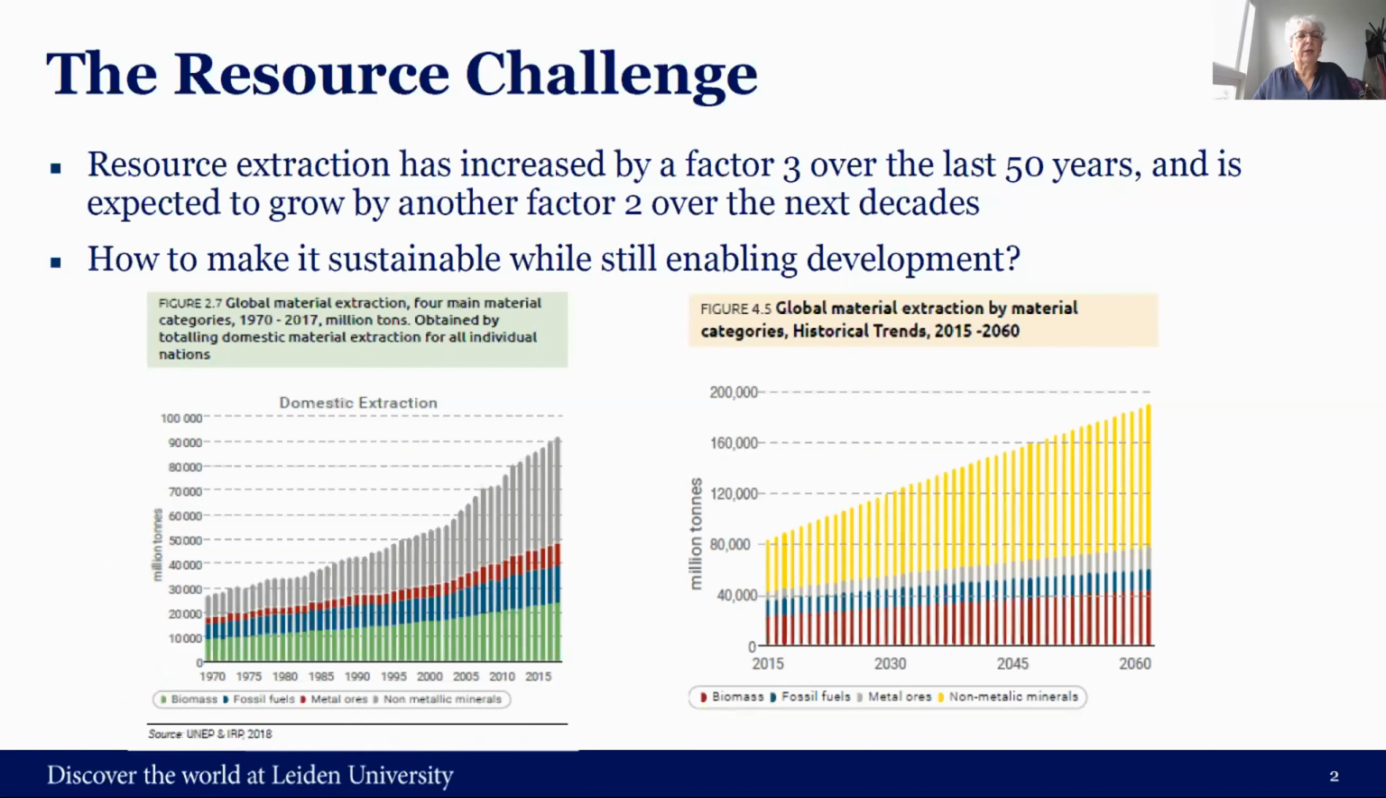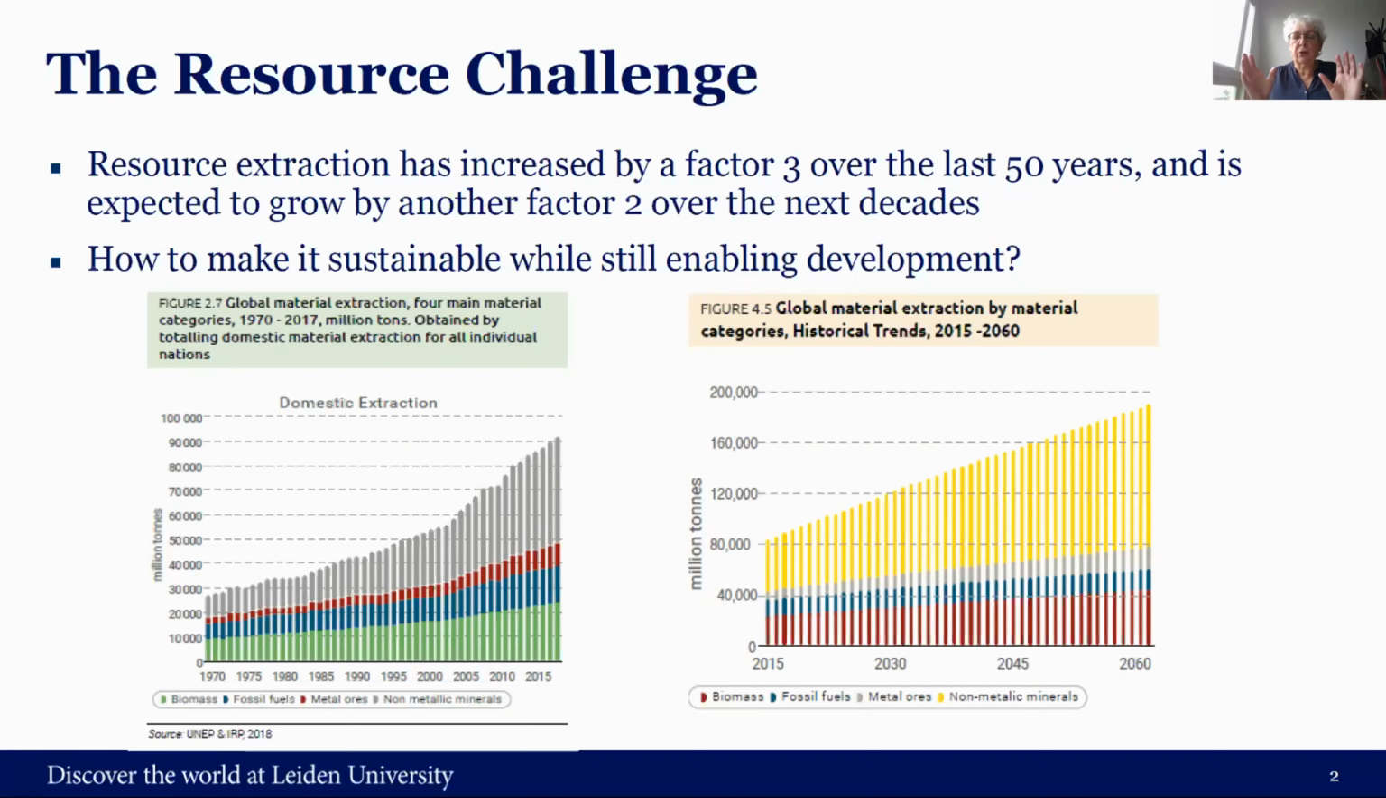This is, for the resource-oriented policies, the starting point. These 2 pictures come from the Global Resources Outlook of the International Resource Panel, where at global level, the resource challenge is really put down. It boils down to this. The resource extraction has increased by a factor of 3 over the last 50 years, and it's expected to grow by another factor 2 over the next decades until the mid of the 21st century. So that is quite a powerful development. And the big question is how to make that sustainable while still enabling development.